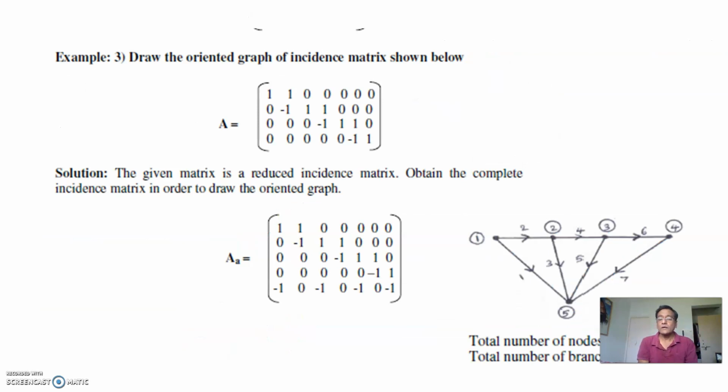Okay. Now I am taking a very simple example. If you have this kind of example in the examination, you can easily solve it. Even weaker students can handle this problem. Draw the oriented graph of the incidence matrix. The question is very simple. Draw the oriented graph. The graph is not given, the matrix is given directly. From the matrix you will produce the graph.